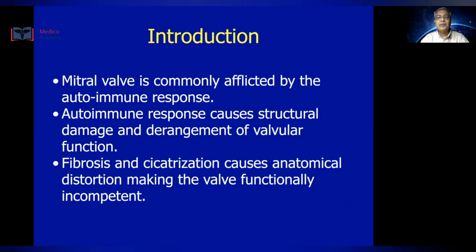The mitral valve is commonly afflicted by the autoimmune response. And this autoimmune response causes structural damage and derangement of valvular function. Once there is an autoimmune response and there is structural damage, it results in fibrosis and cicatrization of the valve structures and in the endothelium. Fibrosis and cicatrization cause anatomical distortion, making the valve functionally incompetent.